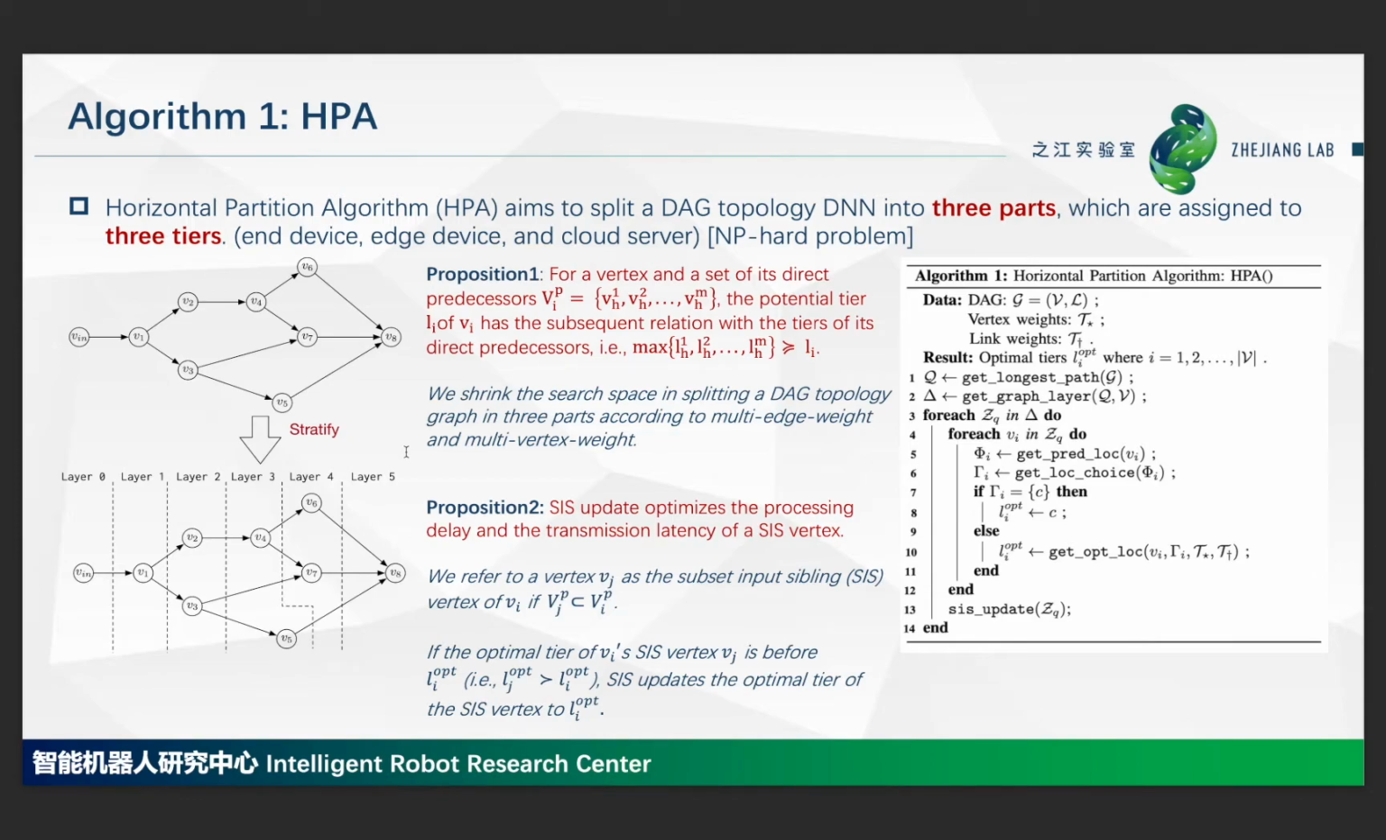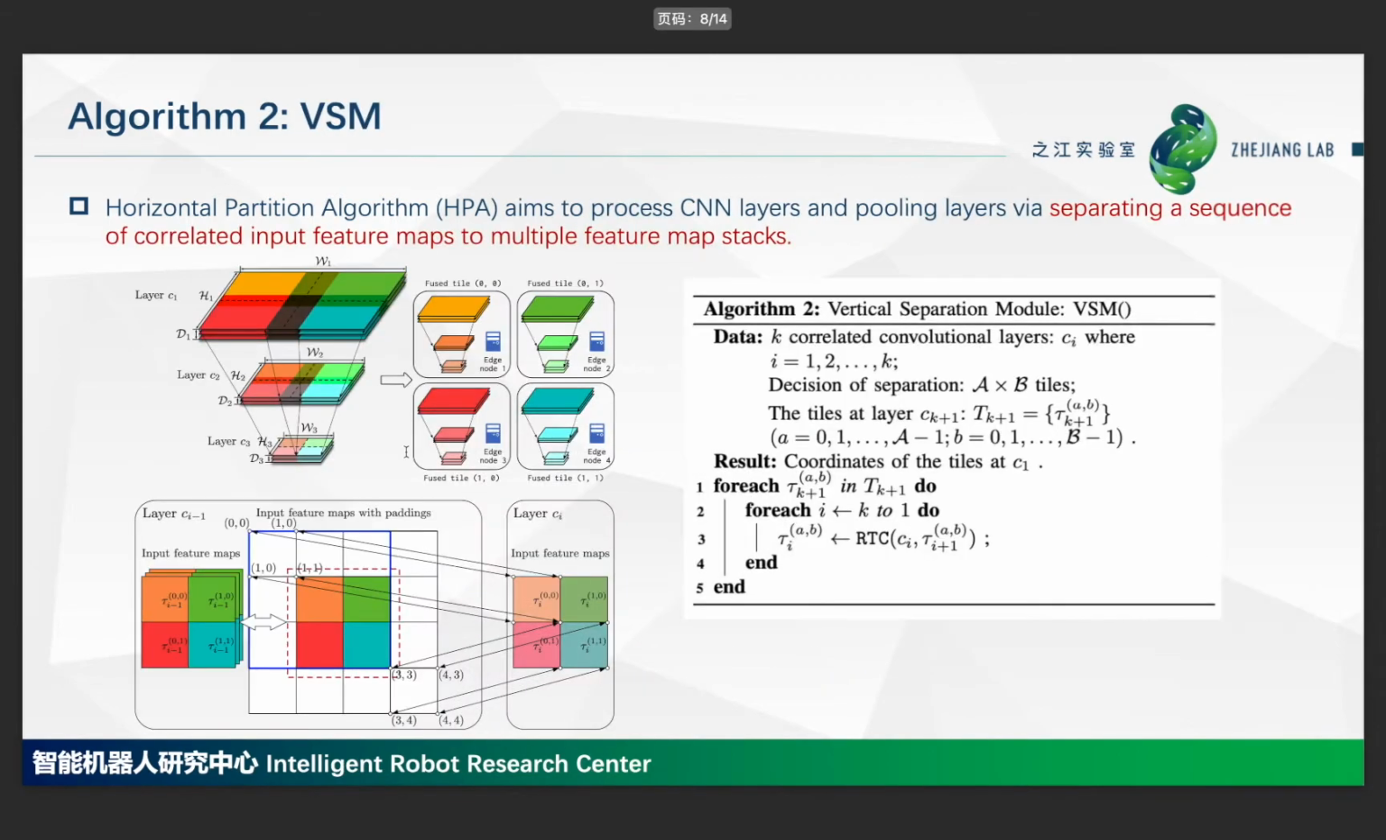Combining proposition 1 and proposition 2, we get our heuristic algorithm, which is called the horizontal partition algorithm, shown on the right. The second algorithm, we call it the vertical separation module.